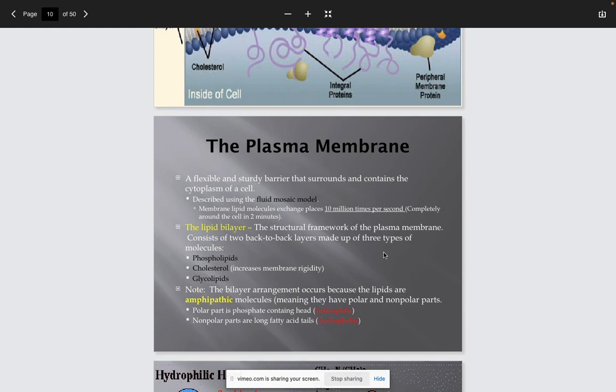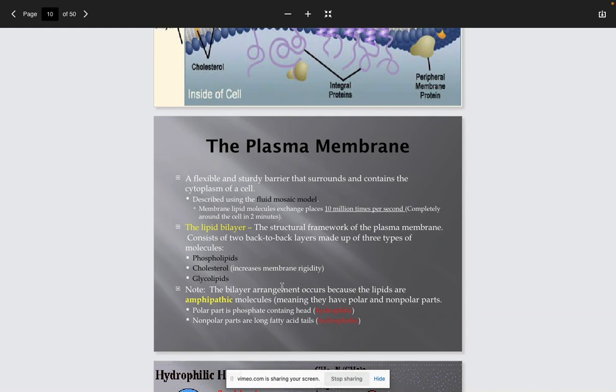Within this lipid bilayer, you have different things. Phospholipids, we know that there's a polar head and a fatty acid tail. And then we say that we have cholesterol. Again, cholesterol increases the membrane rigidity, right? It maintains the stiffness or the integrity of that cell membrane.